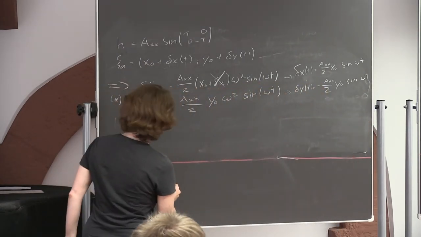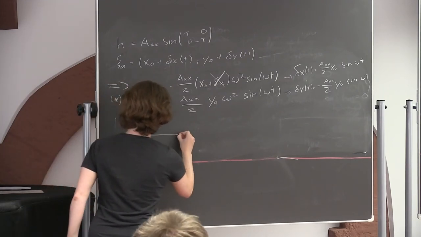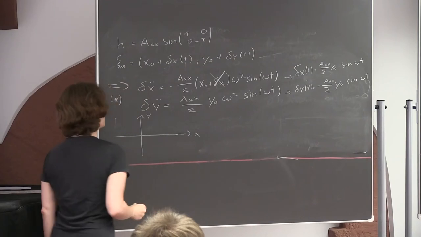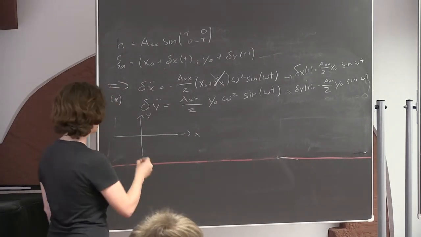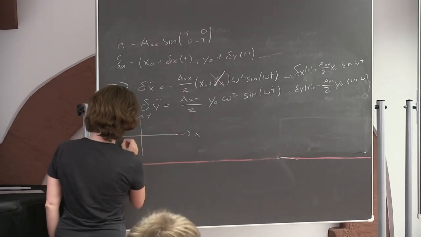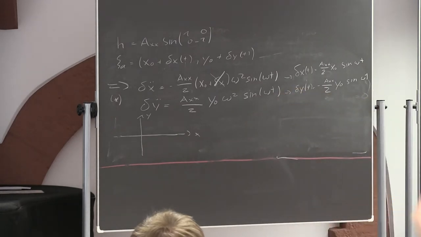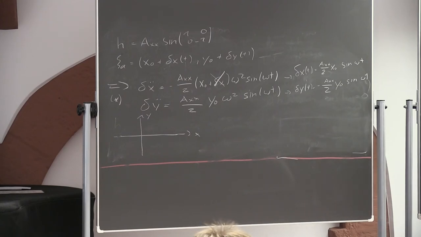Now imagine we have a coordinate system and we don't only have two test masses, but let's say we have a ring of test masses, okay? This is going to be a disaster. I need more room. Okay, we can get rid of this.